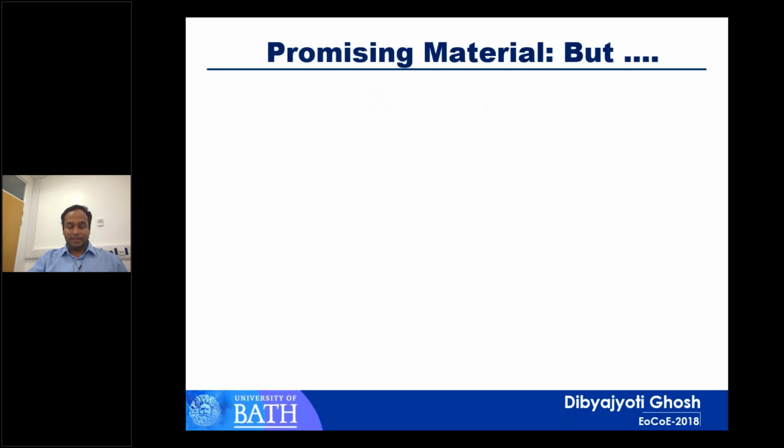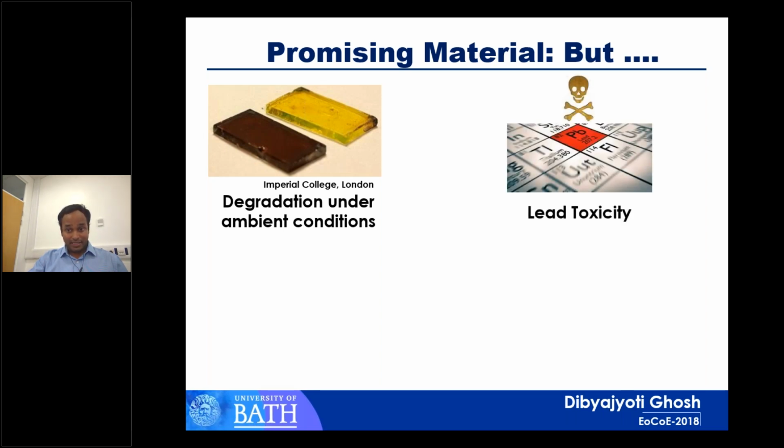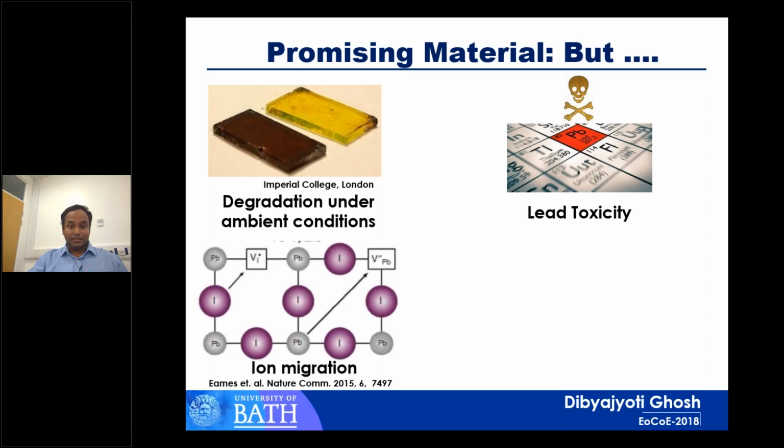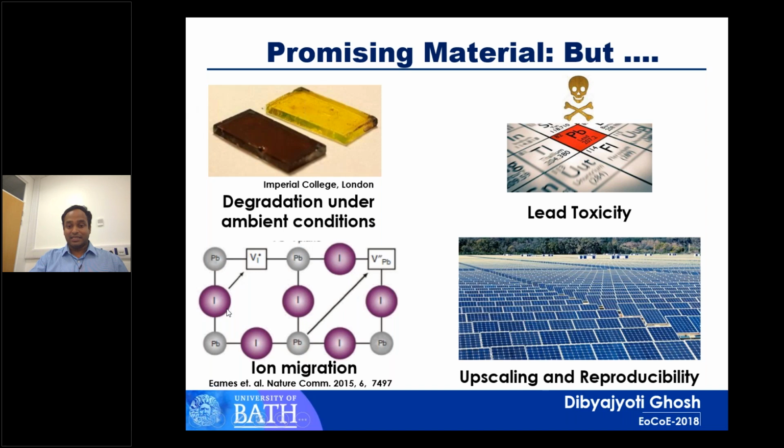But this is a very promising material, and you still have various problems. Most importantly, these perovskites, particularly the hybrid perovskites, degrade very quickly at ambient conditions. They contain lead, so they are toxic in nature. And intrinsically, we have found that ions inside them migrate very fast. Because of all these factors, it's very challenging to upscale and reproduce it at a commercial level.